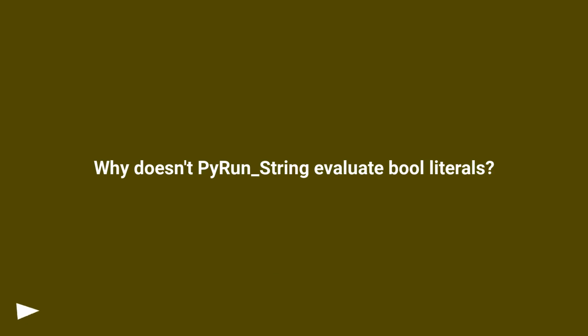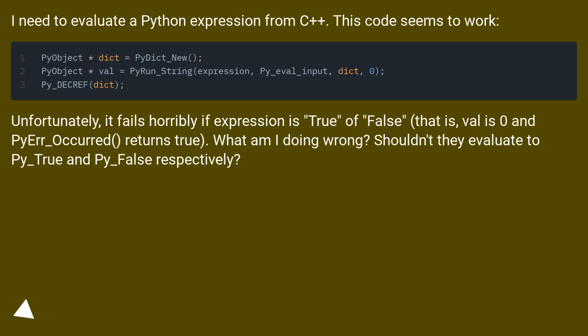Why doesn't PyRun_String evaluate bool literals? I need to evaluate a Python expression from C++. This code seems to work.